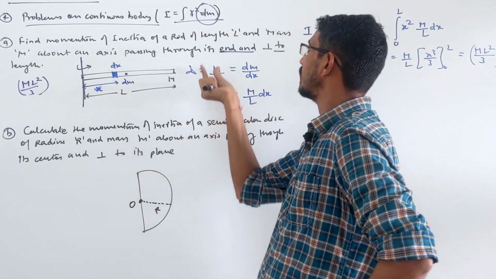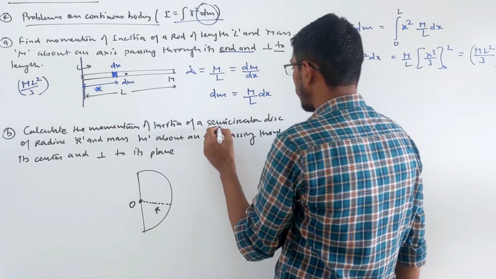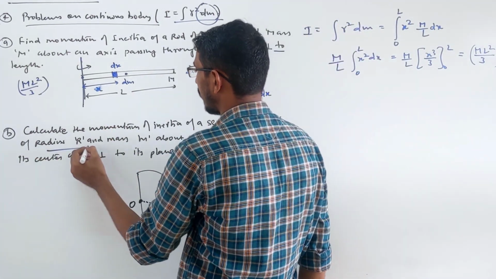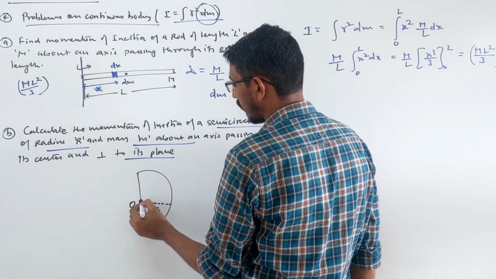So you write linear density to remove that term. Now look at this one: calculate the moment of inertia of a semicircular disc of radius r and mass m about an axis passing through the center and perpendicular to the plane. About this one you have to write.